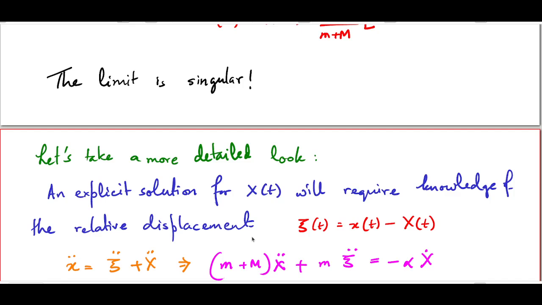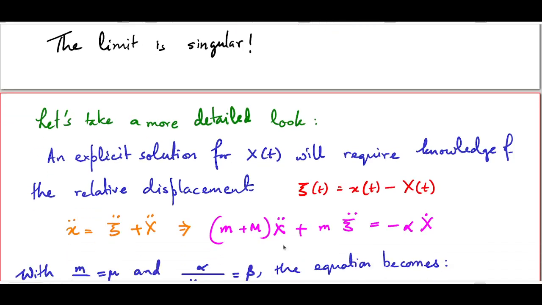Now, we can easily rewrite our equation in terms of small xi by getting rid of small x. That is, we just write small x double dot as xi double dot plus capital X double dot, plug that back here, and now you have small m plus capital M times capital X double dot, plus small m xi double dot is minus alpha capital X dot.